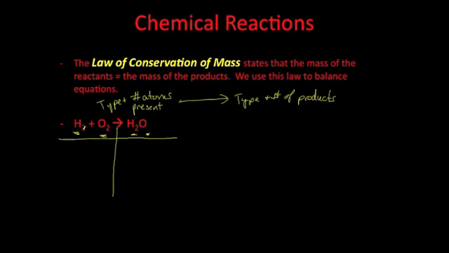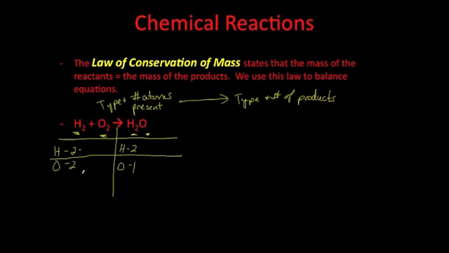I count up. I say, oh, there's 2 hydrogen here and 2 oxygen. So I box it up and I count. And on this side, I have 2 hydrogen and only 1 oxygen. Alright, so I can see that this is an unbalanced equation. And the way to solve an unbalanced equation is to isolate one of the elements and try to balance it.